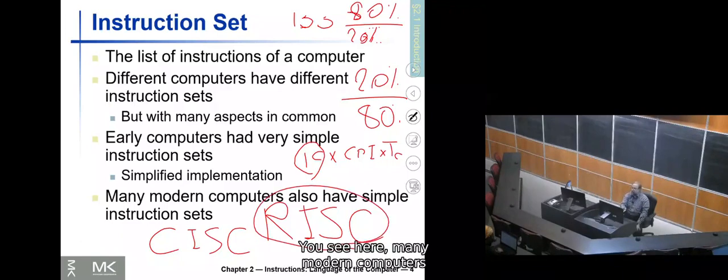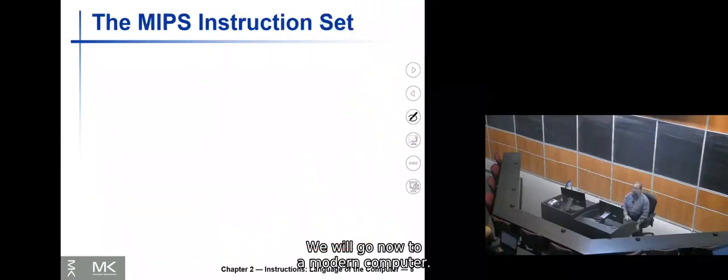You see here, many modern computers also have simple instruction sets. So it started from simple, then complex, then again simple. Nowadays, modern computers also have simpler instructions. Why? Because it is simpler to design, and when it is simpler to design, it is less complex, and then it is faster. So the instructions are almost simple. We will go now to a modern computer.